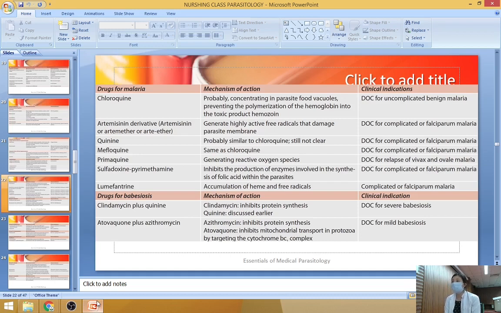Then quinine is important, but in some people it is not indicated. Why? Because quinine causes hypoglycemia, so for this reason it is not indicated. Then mefloquine, primaquine, lumefantrine and all. Babesiosis is not important; you will just know about the drugs for malaria.